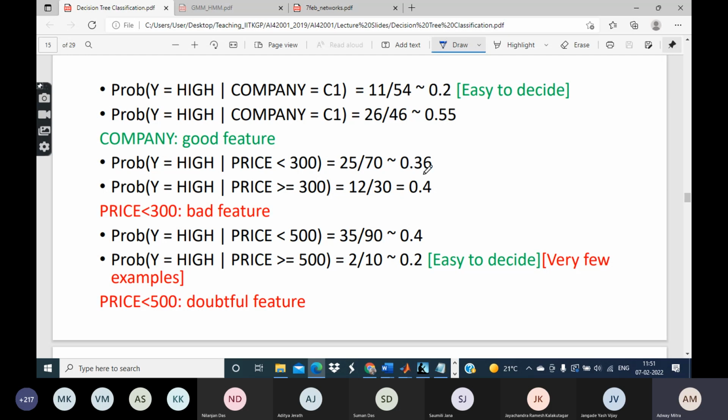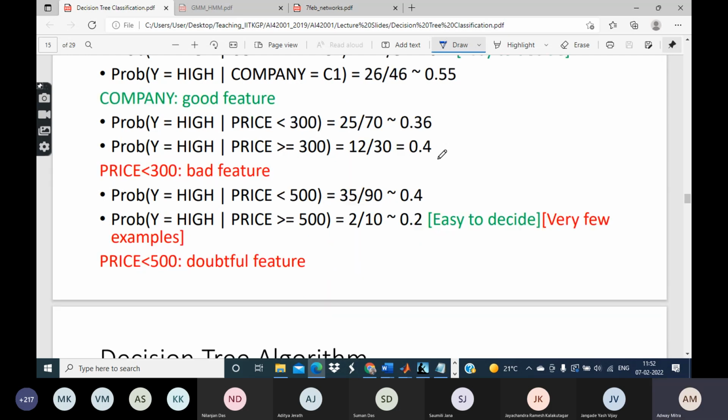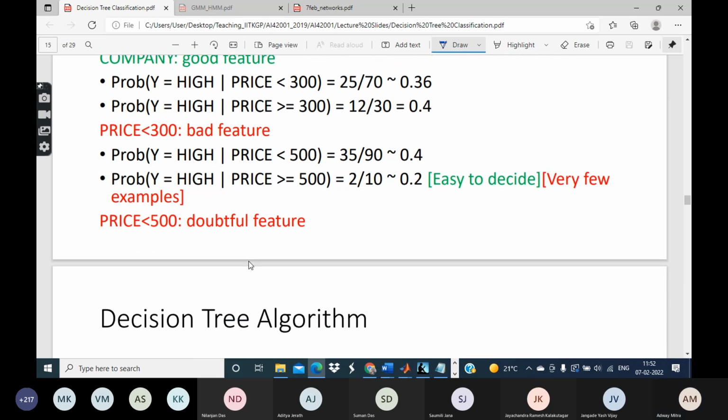Not so much because of this one, but more because of this one. But if you consider this one, this part of the segment is not very useful anyway. It's giving me 0.4. So based on this, I would have called it a bad feature. Based on this part, I am tempted to call it a partially good feature, but with a caveat. Okay, so we can say it's a doubtful feature.